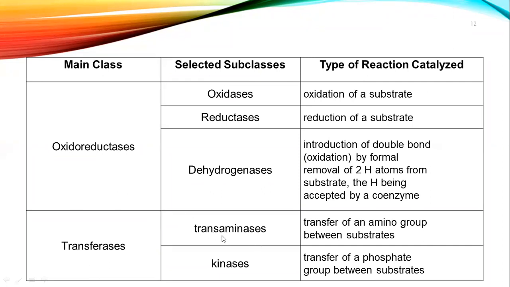And then in the transferase class, you can have the transaminases, transfer of an amino group between substrates. From the word amine, aminases, just add an ase at the end. So transaminase, there is a transfer of amino groups. But since this is an enzyme, we end with ASE. Then you have the kinase, transfer of a phosphate group between substrates. So this one belongs to transferase.